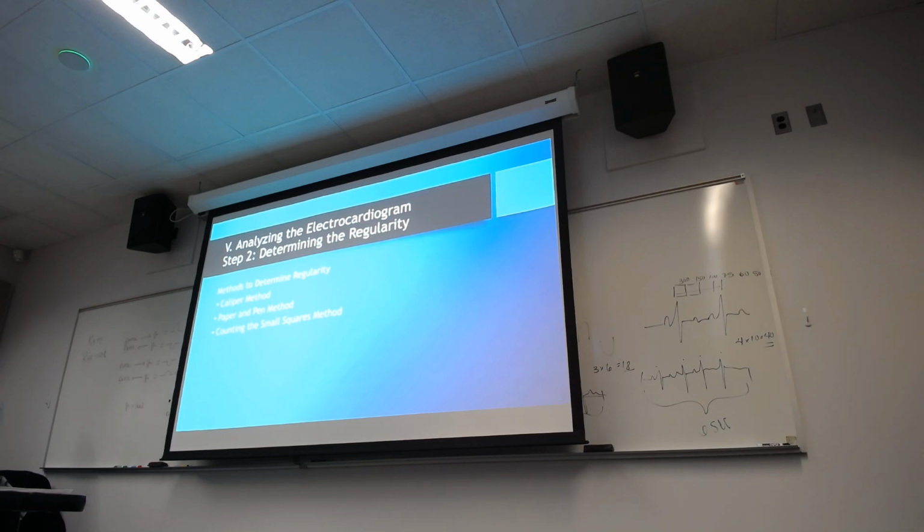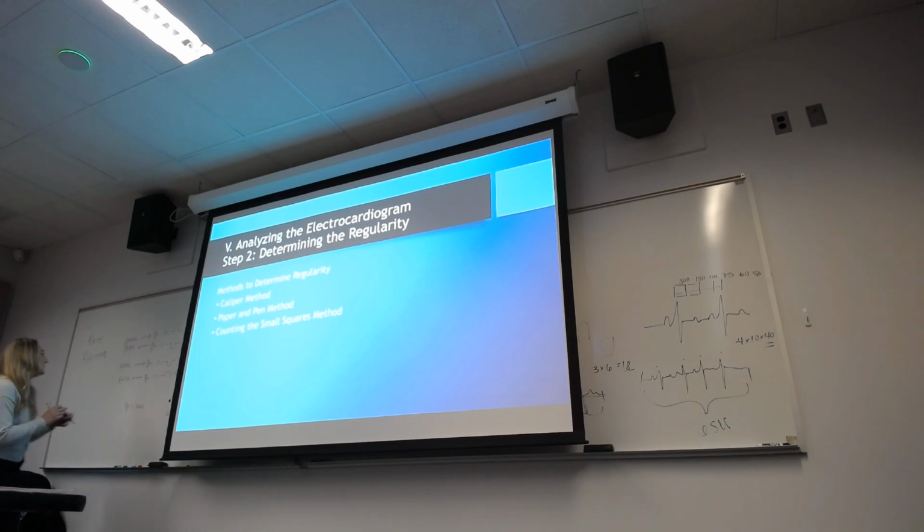Here's the evaluation. To determine if you have RR intervals that are equidistant from each other, you can use calipers if you want to be fancy, or you could do what the majority of you are going to do, which is fold your paper and then draw lines on the white side of the paper and see if you have equidistance between all of your little blocks. Does that make sense?